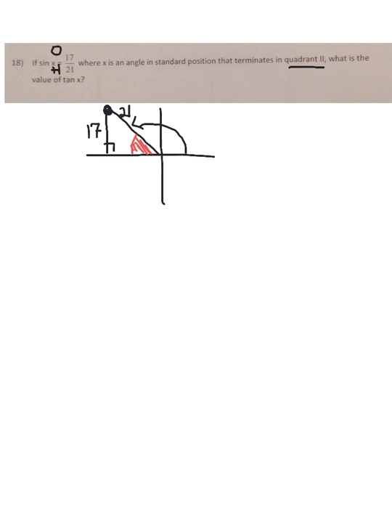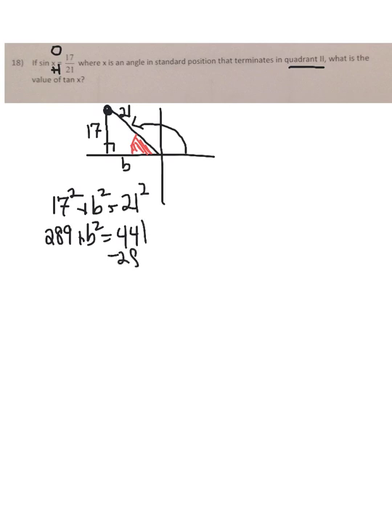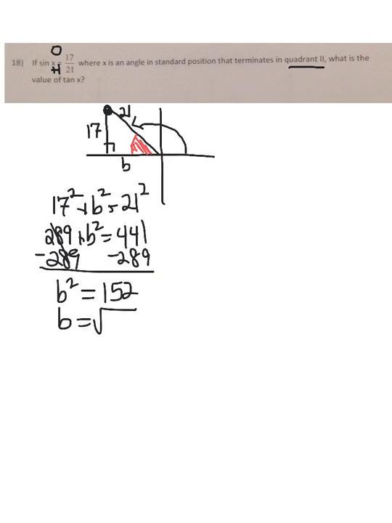Okay, so I can find this bottom side here, I'll call it B, by doing the Pythagorean theorem. So I've got 17 squared plus b squared equals 21 squared. So that's 289 plus b squared equals 441. I'm going to subtract the 289 over, and that's going to be equal to 152. So b is the square root of 152.